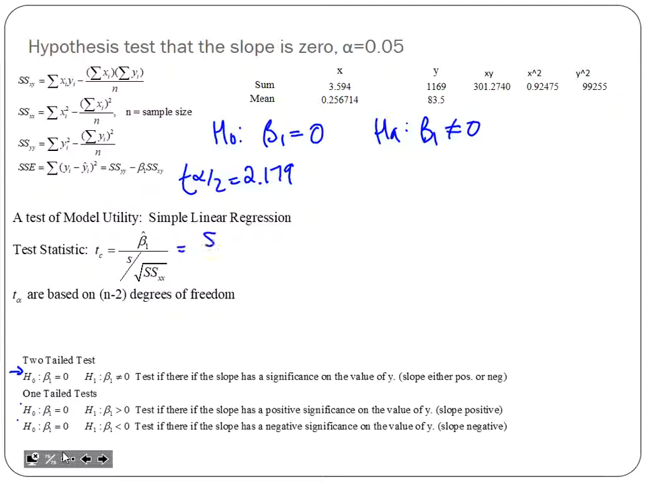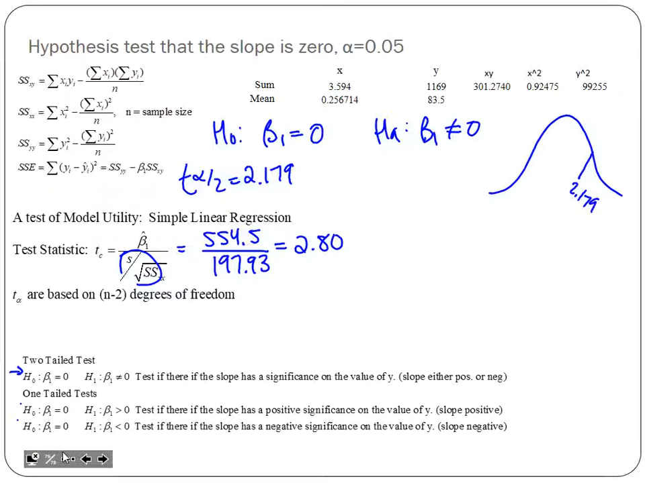And so our slope is 554.5 divided by, we did this calculation in the last slide, 197.93, and we get 2.80. So if we've got a critical value of 2.179, our test statistic is 2.8. It falls within there. We are going to reject the null hypothesis that the slope is 0, meaning there is a relationship between x and y. The slope does contribute to y.